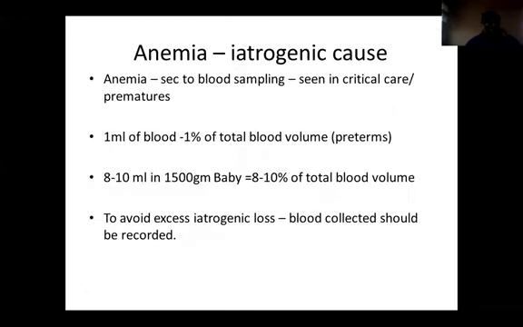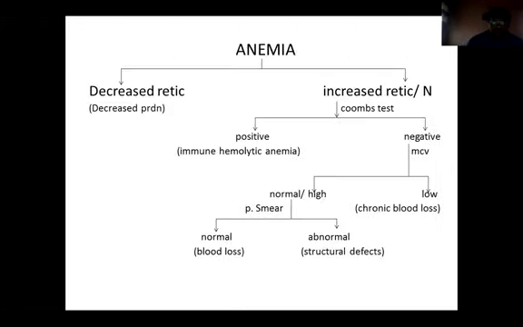Then because of iatrogenic cause, anemia secondary to blood sampling, very common. We've seen in NICUs, usually in premature children. 1 ml of blood we take is equal to 1% of total blood volume. We should always remember, if we take around 8 to 10 ml in a 1.5 kilo baby, it will be around 8 to 10% of total blood volume. To avoid this, blood collection should be recorded. That is very important.